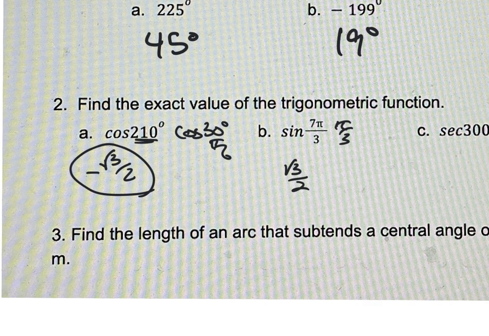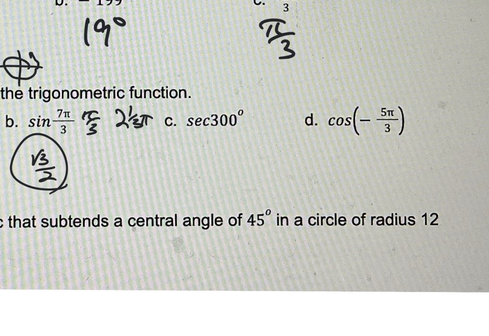7 pi over 3 is really 2 and 1/3 pi. Think about that. So 2 pi means you're going all the way around the circle. And then the 1/3 means you're going up about right there. So we're back in quadrant 1. Everything's positive in quadrant 1. So there you go.